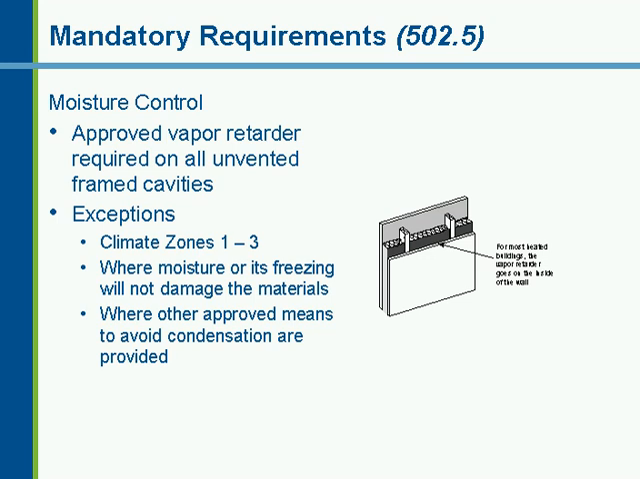For example, climate zones 1 through 3 are exempted from this requirement. Also, where moisture or freezing will not damage the materials. And option 3, where other approved means to avoid condensation are provided. Approved means approved by the building official. So if you have a method for reducing moisture in a particular wall system or floor or roof ceiling assembly, if it's approved by the building official, you can go ahead and install it. Well, that wraps it up for the building envelope requirements. Now I'll send this back to Pam.